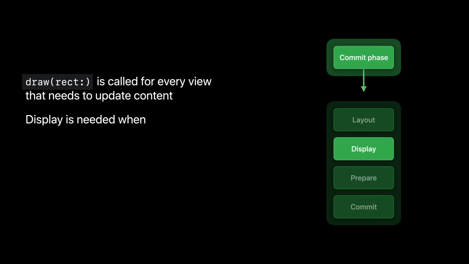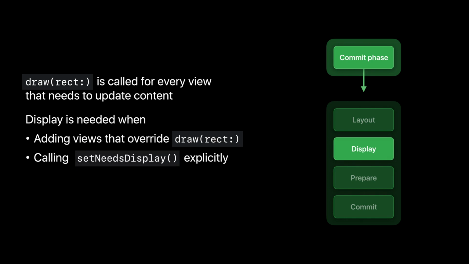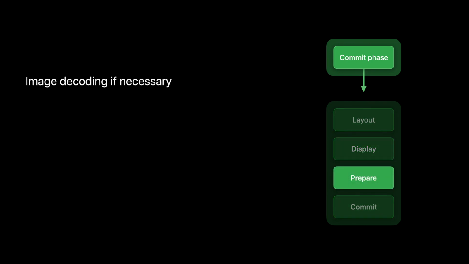You can indicate that display is needed by adding views to the view hierarchy that override drawRect, or by calling setNeedsDisplay explicitly. During the prepare phase, images that haven't been decoded yet will be decoded during this step. This kind of operation can take considerable time for large images. Also, if an image is in a color format that the GPU cannot directly work with, it will be converted during this step. This will require the image to be copied instead of sending a pointer to the original, which will cost additional time and memory.